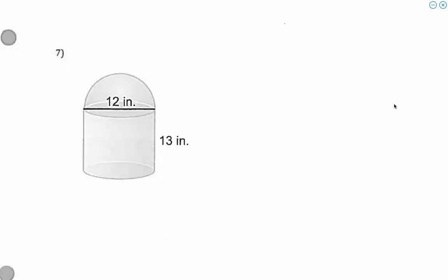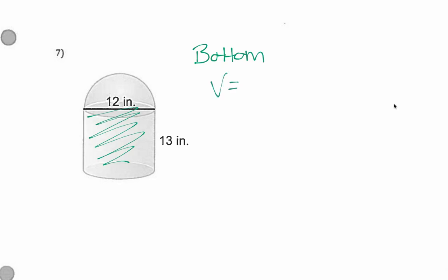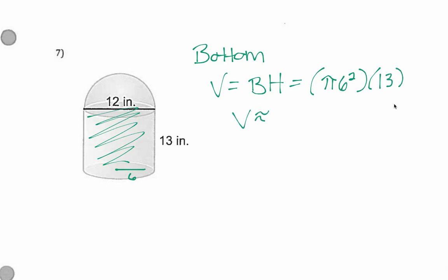Let's do number 7. We have the cylinder on the bottom. So volume equals base times height. The base is a circle, so it's going to be pi r squared, where r is 6, times the height of 13, which is about 1,470.